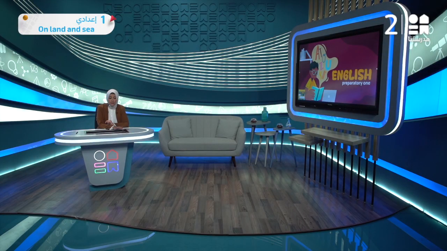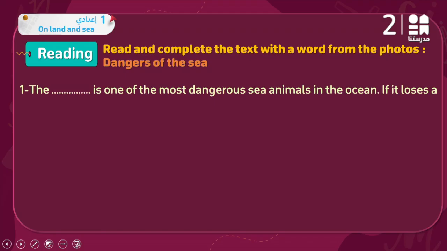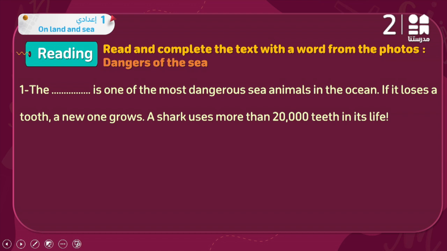Okay. After that, read and complete the text with a word from the photos, dangers of the sea. Let's start. First, the eel is one of the most dangerous sea animals in the ocean. If it loses a tooth, a new one grows. A shark uses more than 20,000 teeth in its life. So here I'm talking about one of the most dangerous animals in the water. Of course it's the shark.